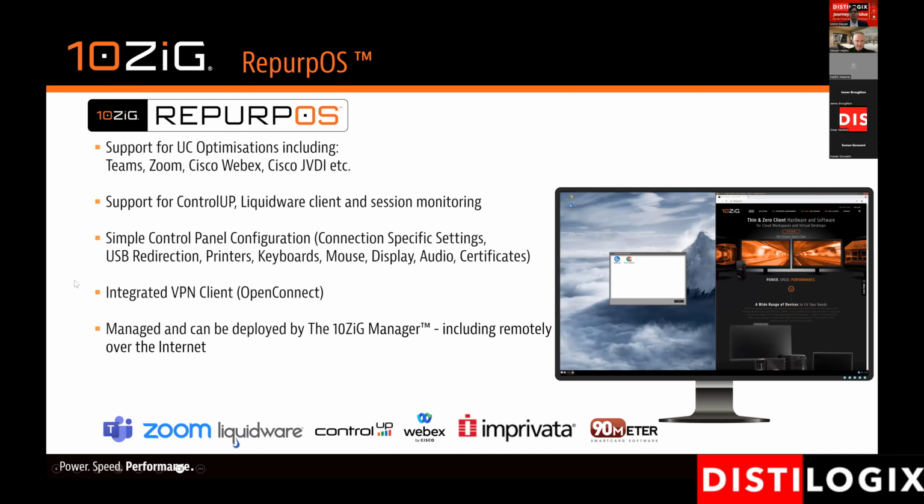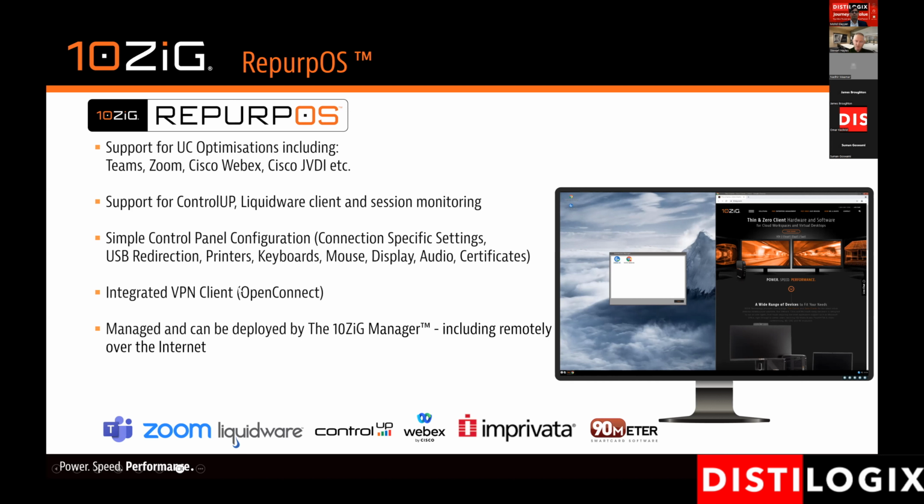So we do have support for all the major UC optimizations. So Teams, Zoom, Cisco WebEx, Cisco JVDI. Mainly it depends on the environment that you connect to, whether you're using VMware, Citrix, AVD, as to what is fully supported in terms of optimization. But we do have these included either with the specific clients themselves or available as add-ons as well, which can be installed at a later time on top of the base firmware. Similarly, we have further plugins for things like ControlUp and Liquidware for client and session monitoring as well, if you wanted to. So we'll look at the control panel later on.